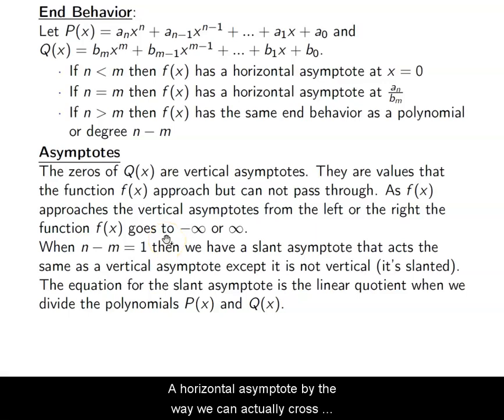A horizontal asymptote, by the way, we can actually cross. A horizontal asymptote is really just a long run behavior. What does my function tend to go to when I plug in really large values or really large negative values? It's not like a vertical or slant asymptote where we can't cross it. We can cross a horizontal asymptote. We just can't cross the vertical or slant ones.